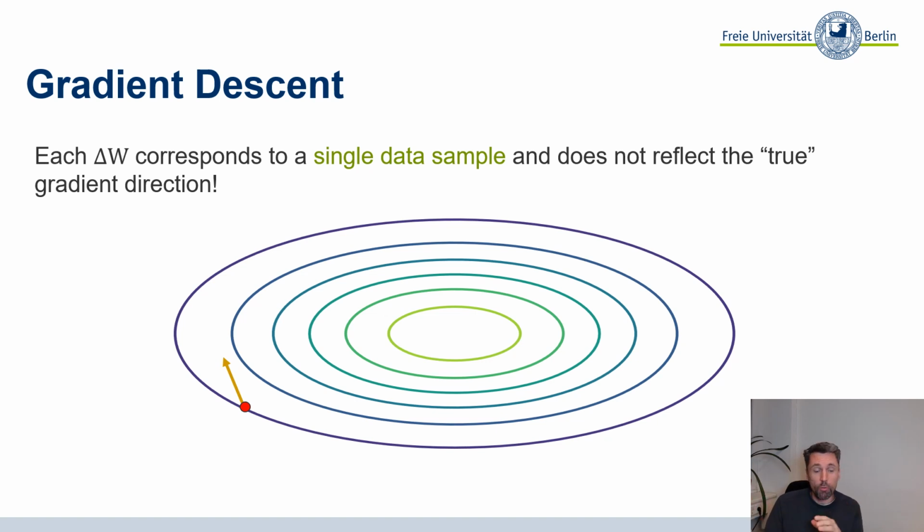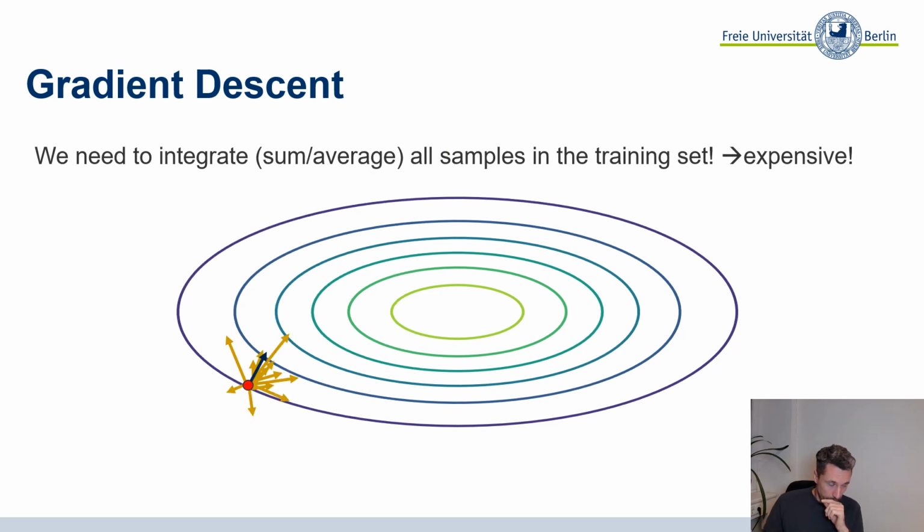Actually, we should do this over all samples in the training set. And so I tried to visualize this here. Each of these arrows points into a direction. So that's the delta W, right? So that's the vector in which we change our parameters. And averaging this gives us a better estimate of the correct direction.